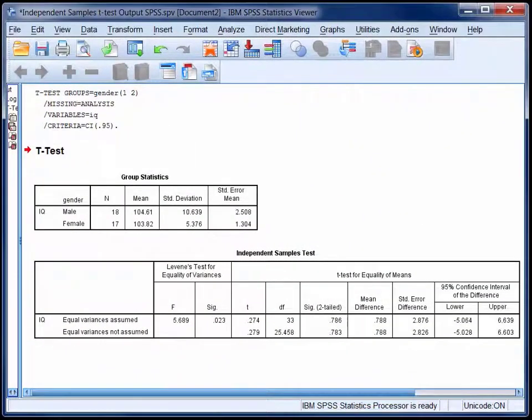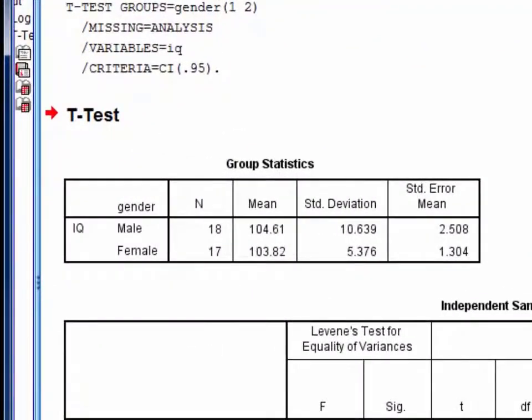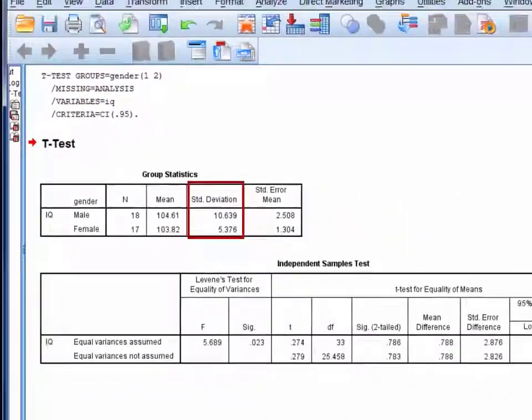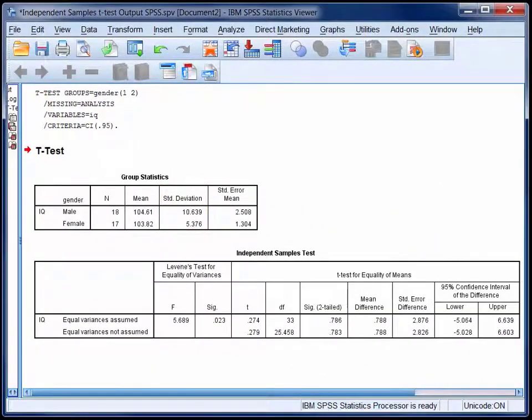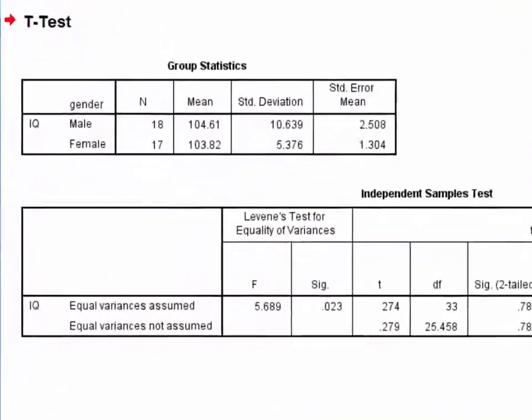When you run an independent samples t-test in SPSS, you get 2 tables of output. The first table provides descriptive statistics for each group of scores. Here we can see that there were 18 members of the male group and 17 members of the female group. Although the 2 group means are very similar, there is more variability in the male group, as indicated by the larger standard deviation. The second table actually contains 2 separate tests.